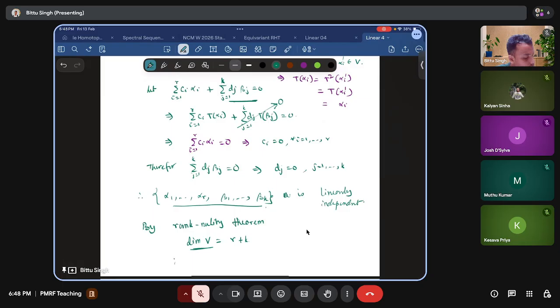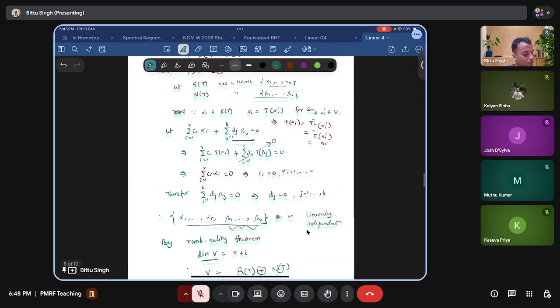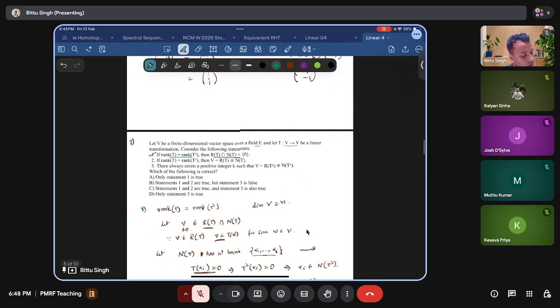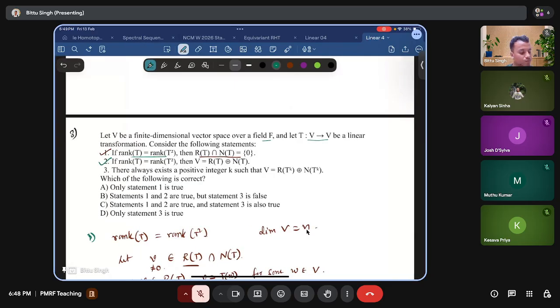Therefore, V is generated by those vectors, and alpha 1 up to alpha r spans the image or range, and beta 1 up to beta k span the null space, N(T) and R(T). So this is how we can see that the second option is also true.